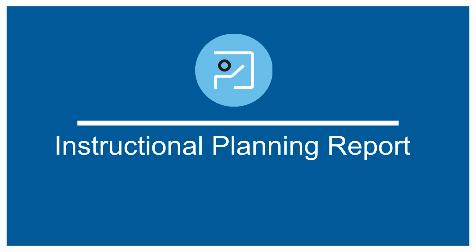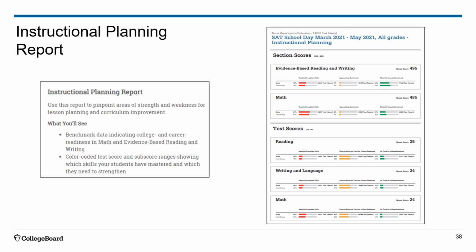Next, we'll review the Instructional Planning Report, which makes it easy to view students by performance group in specific subscores, as well as section and test scores. Use the Instructional Planning Report to see section scores in relation to college and career readiness benchmarks in math and in evidence-based reading and writing. Educators can see which skills are your students' strongest and which need the most improvement. It can also be used to inform classroom work and curriculum improvements.